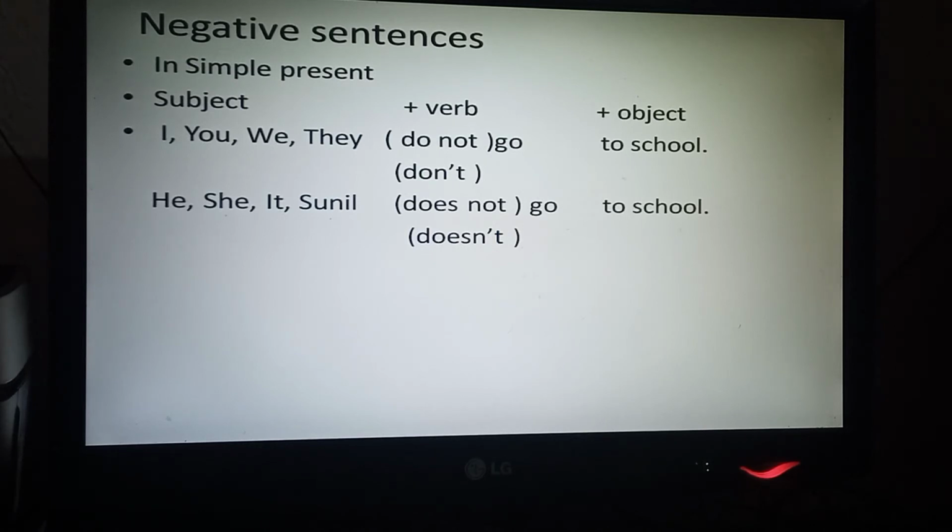Then the second one is he, she, it, Sunil. Sunil is the name of a person because we're talking about the third person. So does not is going to come. You can see in the bracket the doesn't, that is a short form. It will be the same. You can use do not for I, you, we, they, and if you want to use the short form of do not, it is don't. The second one is he, she, it, Sunil, the name of the person, does not. Even you can use the short form of does not, it is doesn't go to school.